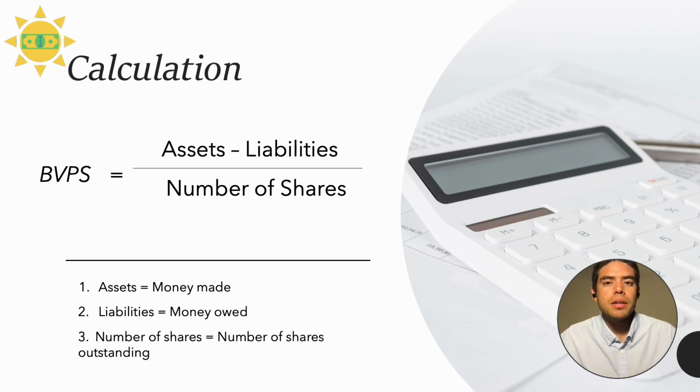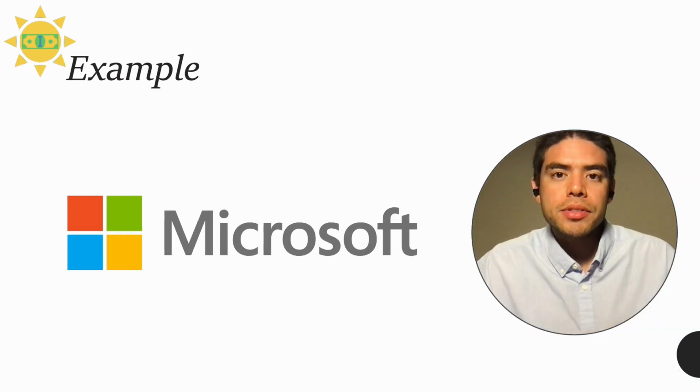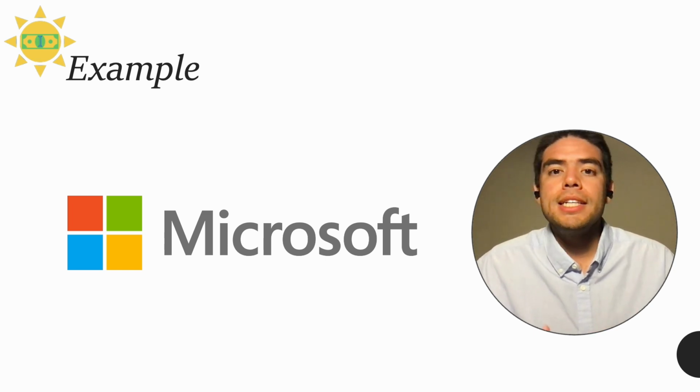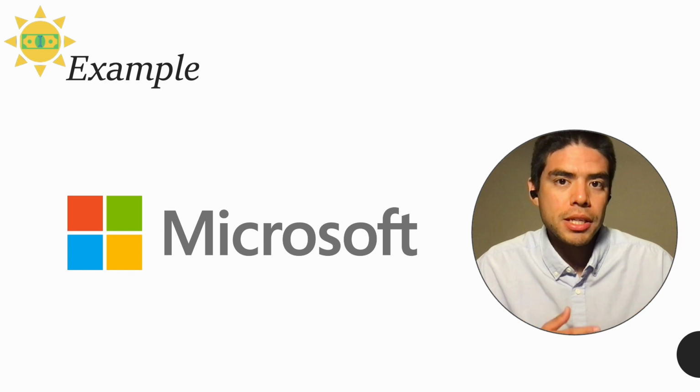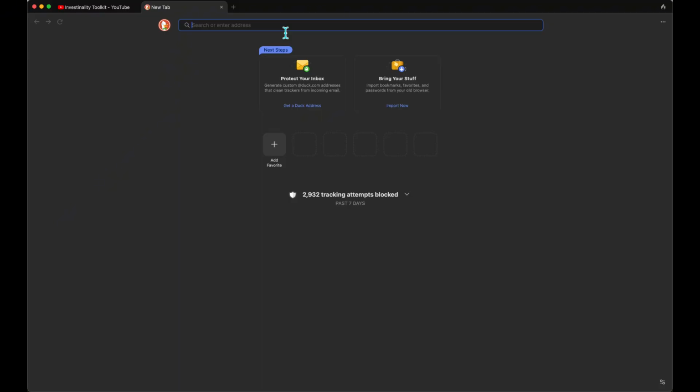Let's walk through an example of how you can apply this to an actual company. So the company I've chosen is Microsoft. Now I've chosen this just because it's a well-known company. Again, this is not a recommendation to buy, sell, or hold Microsoft. It's just an example of how to use Microsoft's balance sheet to calculate the book value per share. Great, now let's begin.